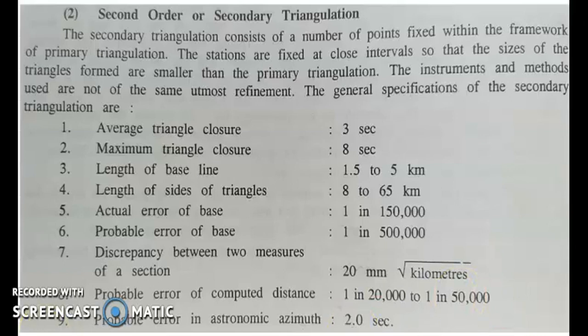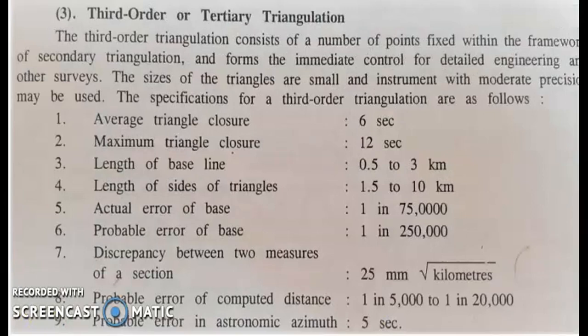Then going to the third order, tertiary triangulation, here the average triangular closure will be 6 seconds and not more than 12. Baseline is around 0.5 to 3 kilometers. Length of the sides of triangles is 1.5 to 10 kilometers. Then actual error of base will be around 1 in 7.5 and probable error will be 1 in 25, correct? And discrepancy will be around 25 mm. Probable error of computed distance will be 1 in 5,000 to 1 in 20,000. So this is not as accurate as the others.